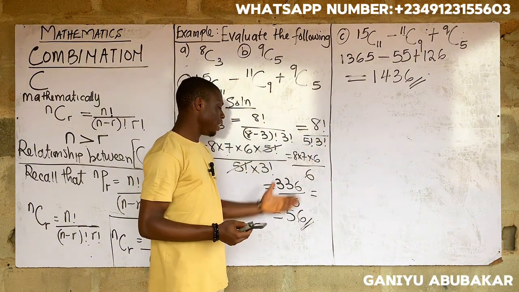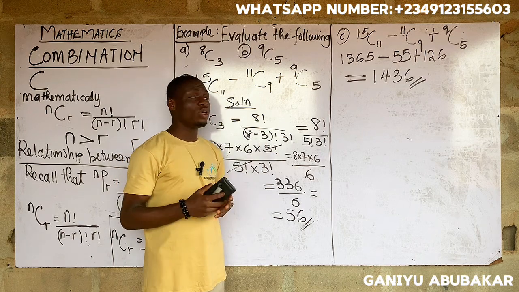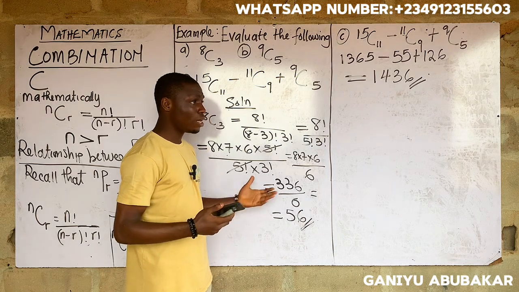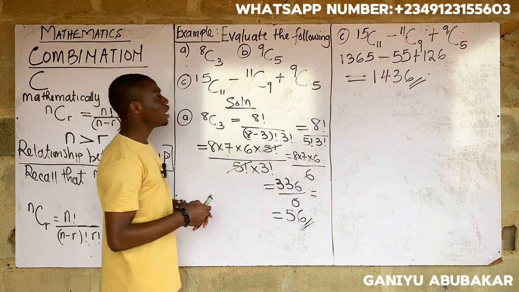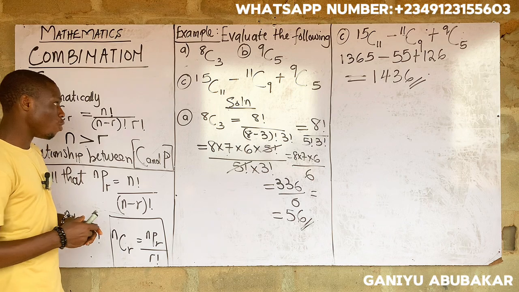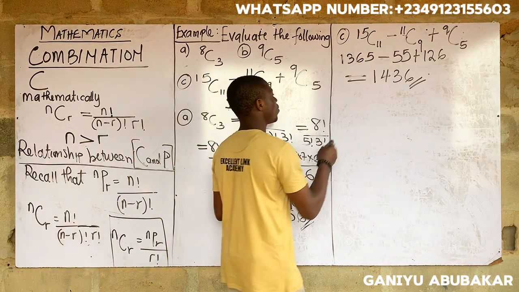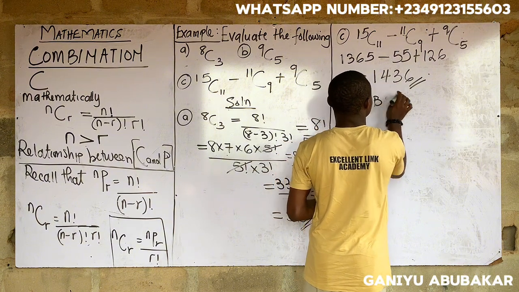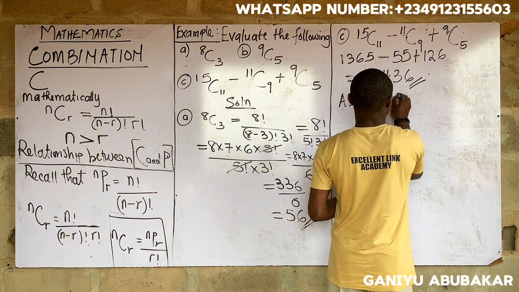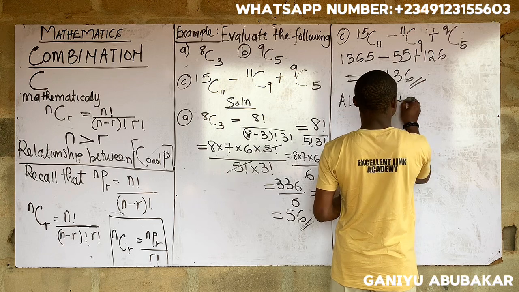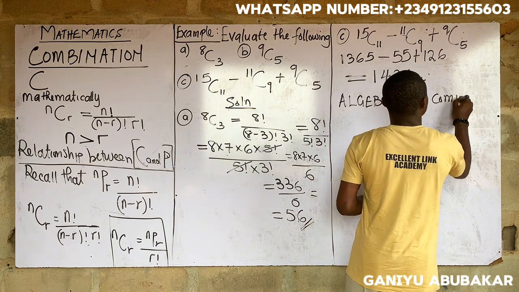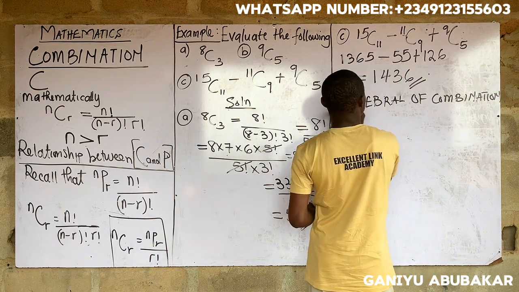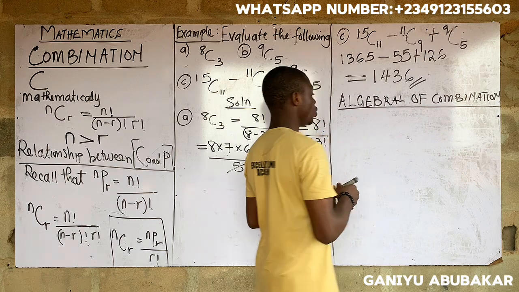So instead of me going this way, I can use my calculator to get a value quickly and faster. So it becomes your task behind this particular problem. At this point now, let's look at the concept of algebra of combination. Let's look at the algebra of combination.